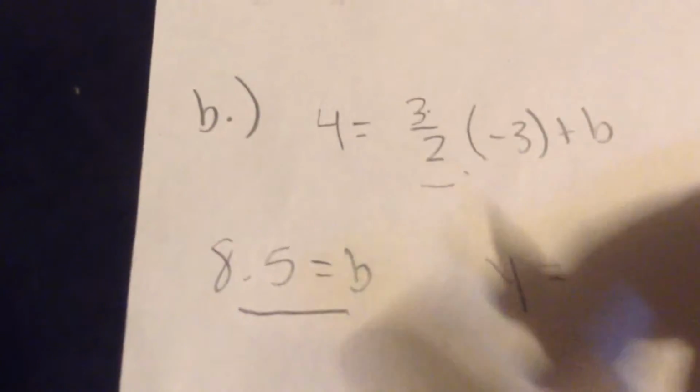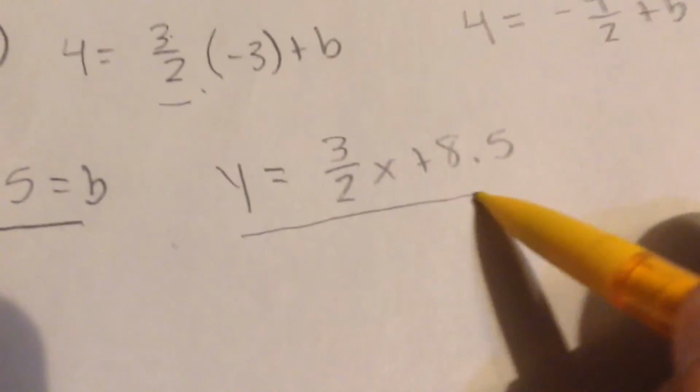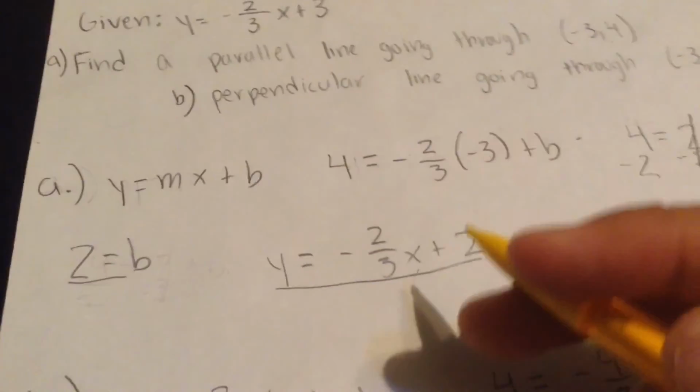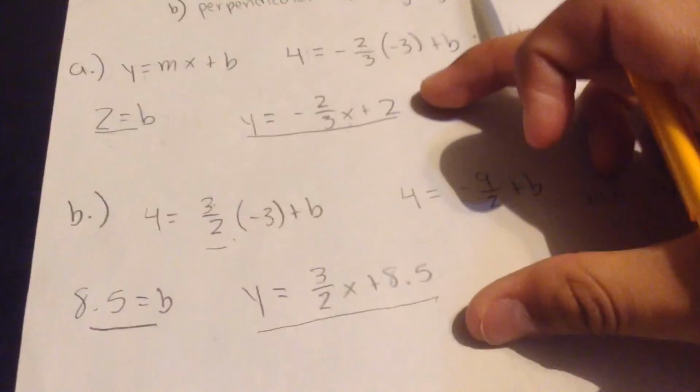y equals 3/2 x plus 8.5. So this is the equation for the perpendicular line for part B. And the previous equation is the parallel line for part A. And these two equations are the answers.